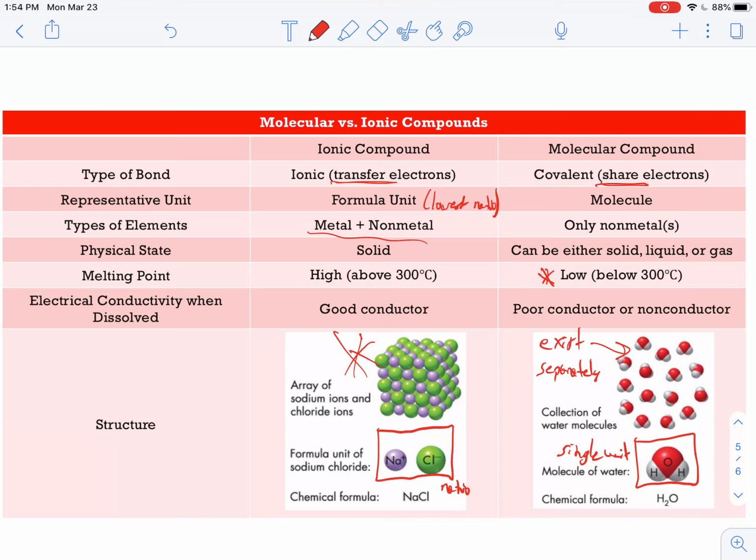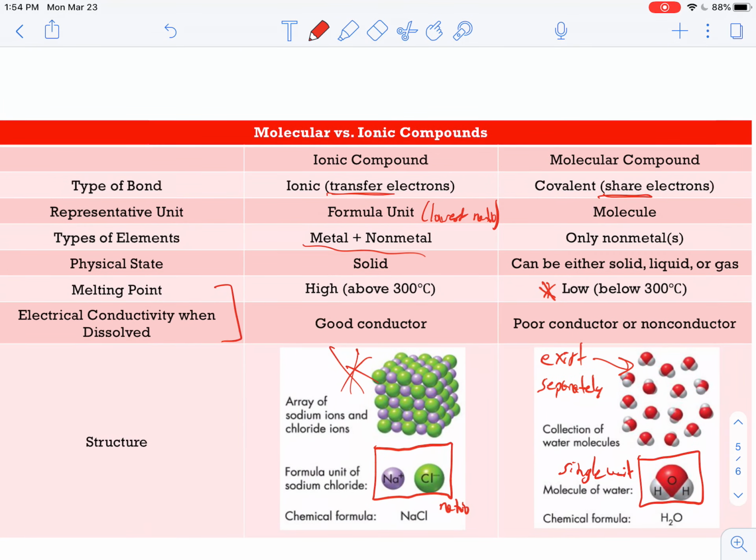Lastly, we said ionic compounds were good conductors when they were dissolved. So we could take salt, put it in water, dissolve it into the ions, and that saltwater solution would conduct electricity. What we have on the other hand of our molecular compounds is they're very poor conductors. Some of them do not conduct electricity at all when they're dissolved. We refer to them as non-conductors. So when we look at these last 2 pieces of information, melting point and electrical conductivity when dissolved, they pretty much are the opposite of each other here.